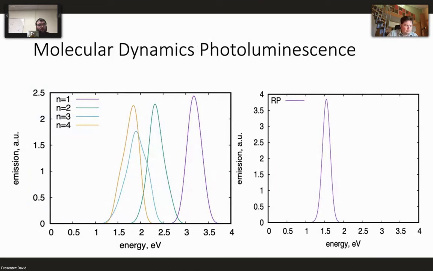And on the right, I have the Ruddlesden-Popper model, which shows the peak right around the band gap of 1.6 throughout its trajectory. This is a 1 picosecond trajectory. So the N equals 1, 2, and 3 are 1.5 picosecond. The Ruddlesden-Popper are 1 picosecond.